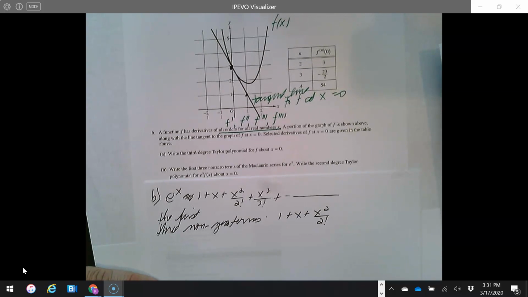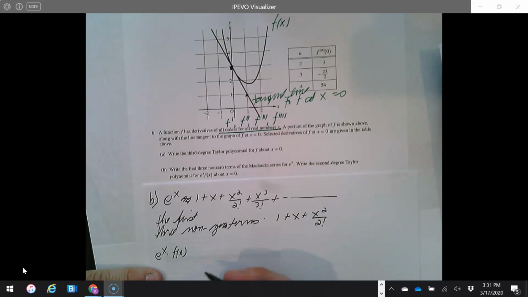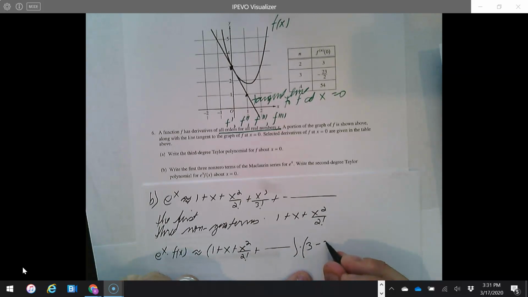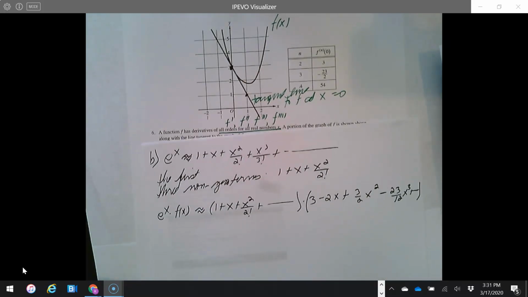Now, if we want to talk about e to the x times f of x, well, e to the x is approximately 1 plus x plus x squared over 2 factorial, and so on, times f of x. Our work from before says that f of x is 3 minus 2x plus 3/2 x squared minus 23 over 12 x cubed, and so on.